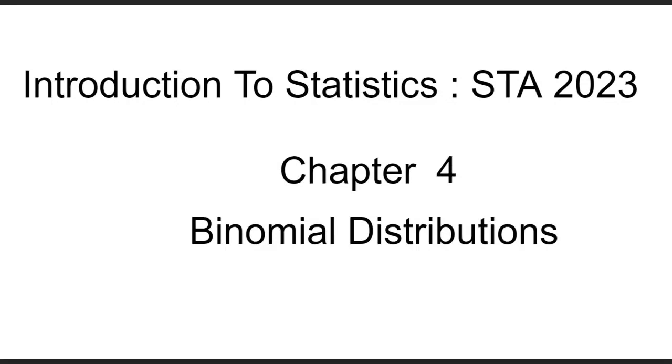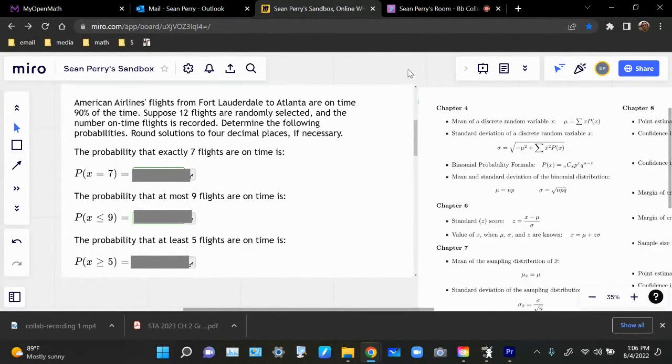We're looking at Introduction to Statistics, STA 2023. This is going to be a problem from Chapter 4 concerning binomial distributions. So here I've copied a problem from the homework.